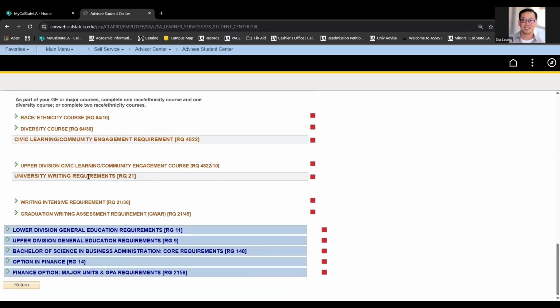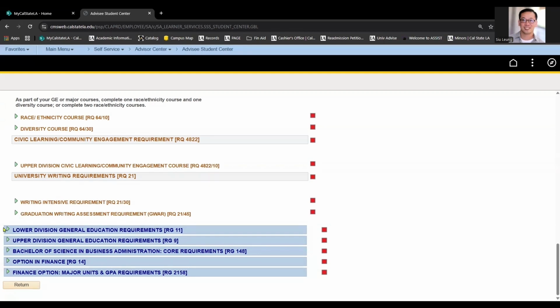We also have university writing requirements. You have the writing intensive requirement, which is also indicated by WI. And we also have the graduation writing assessment requirement, or GWAR. So you do need these requirements in order to graduate. These courses are going to be implemented either into one of your GEs or one of your major courses. The GWAR is usually an upper division course, so keep that in mind. And when you take that GWAR course, make sure you get a C or better so that it satisfies GWAR.